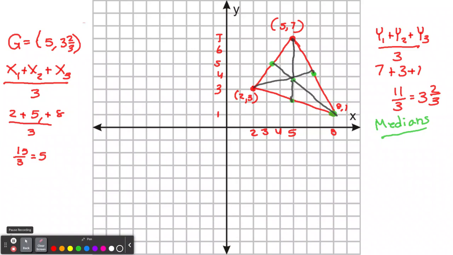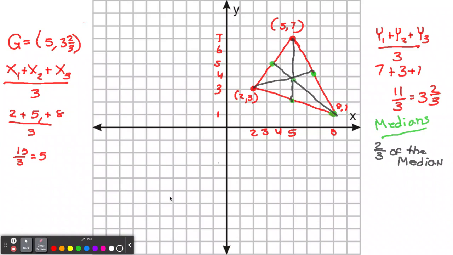Now I'll clear some of this out. And from the last videos, if you want to go back, you don't have to, but we talked about the distance formula and how to get the midpoints. So let's prove that G is 5 on the X and 3 2/3 on the Y. One thing you should know about the centroid is that from any median, it will always be 2/3 of the median, or 1/3, right? So it's dividing the median into a ratio of 2 to 1.